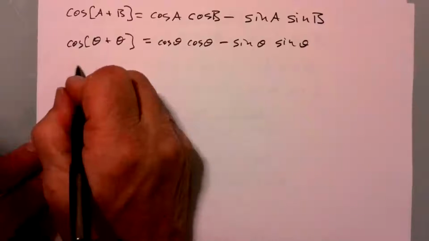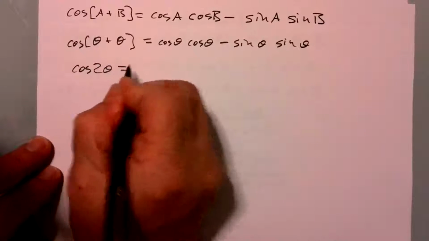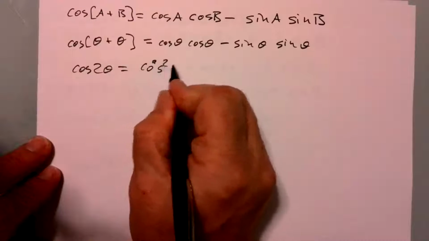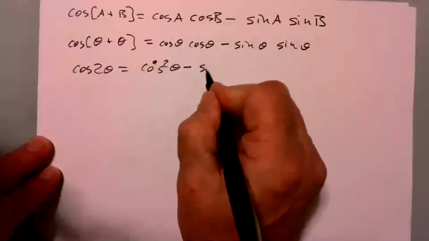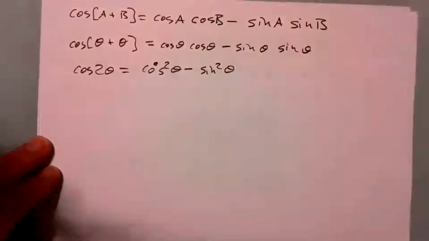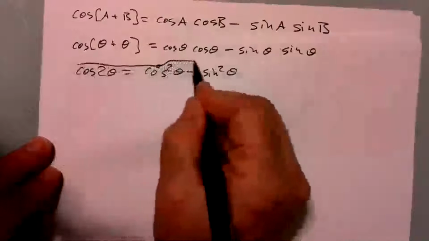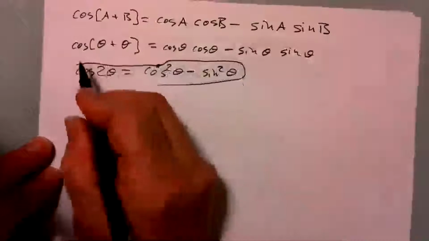Cos of theta plus theta is cos 2 theta. That is cosine squared theta minus sine squared theta. That's the one you want to memorize. That is our double angle identity for cosine. That has to be memorized.